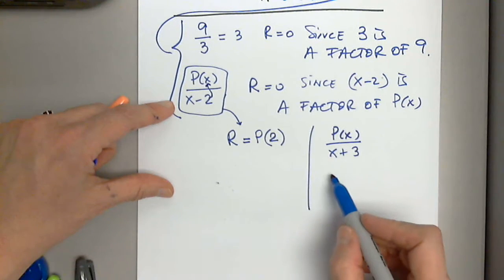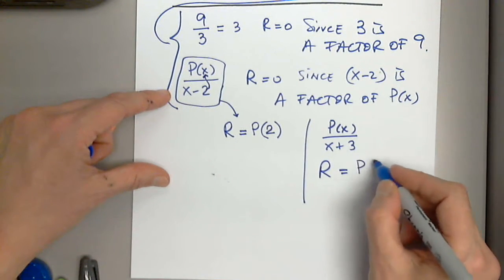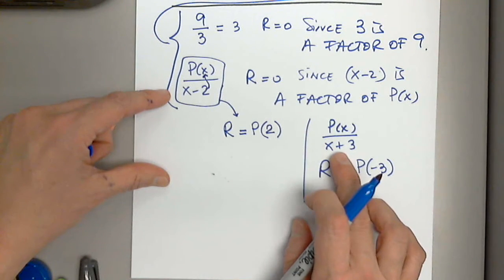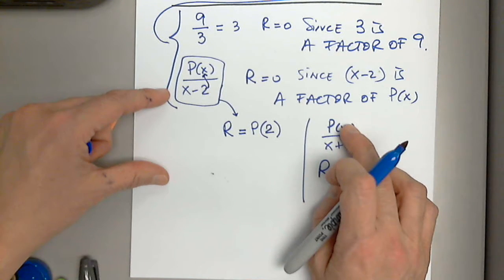What if I have a polynomial divided by x plus 3? As another example, how will I find the remainder of this division? Indeed, p of negative 3. If it happens to be 0, what will I say? If it is 0, what will I say about x plus 3? A factor of the numerator.